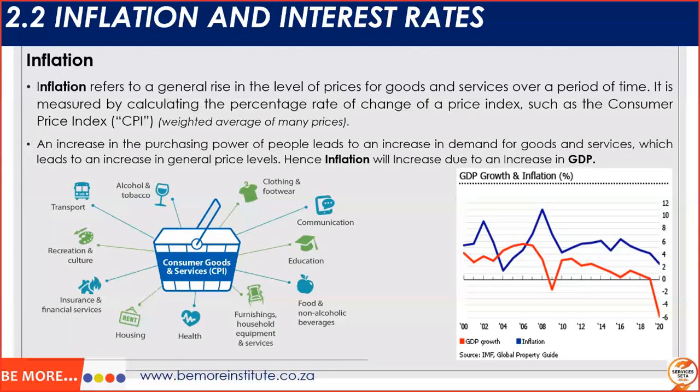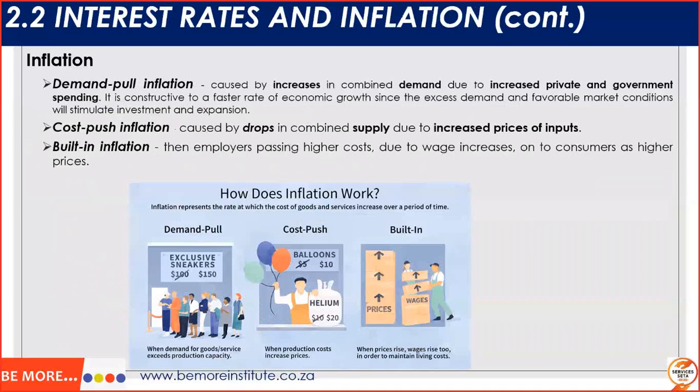There are different kinds of inflation. There is demand pull inflation. This is caused by increases in combined demand due to increased private and government spending. It is constructive to a faster rate of economic growth, since the excess demand and favorable market conditions will stimulate investment and expansion. So this is from a demand point of view. When demand for goods and services exceeds production capacity, that's what we would call demand pull inflation.